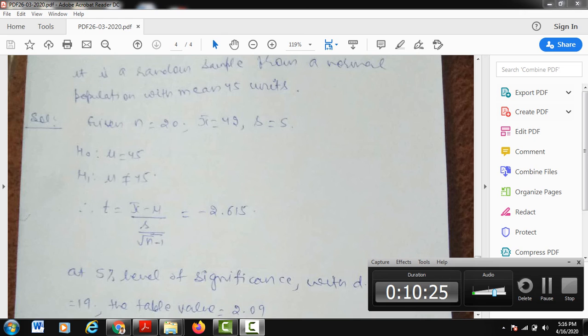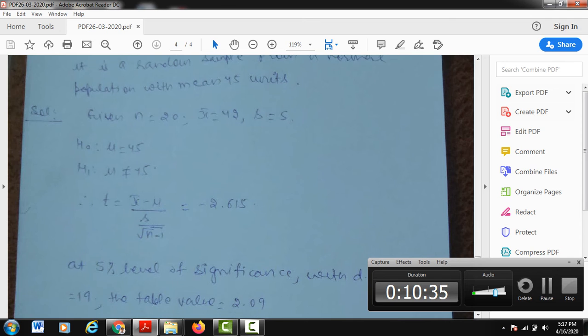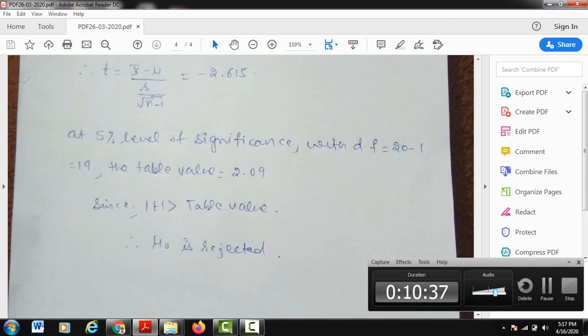Okay. Usually we take 5%. So at 5% level of significance, with degrees of freedom 20 minus 1, as 20 is the sample size, that is 19, the table value is coming up as 2.0.